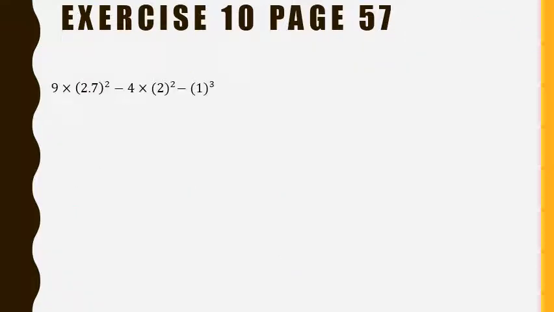Now, always start by solving the exponent. 2.7 squared is 7.29, so I write on the line 9 times the answer of the square of 2.7, minus 4 times 2 squared, which is 2 times 2, which is 4. 1 cubed is 1. If I multiply 1 times 1 times 1, 3 times, it will stay 1.